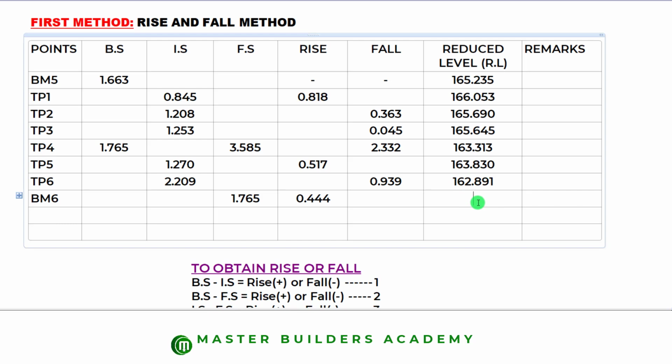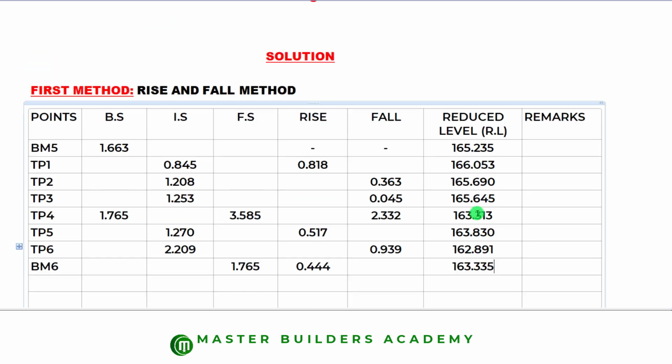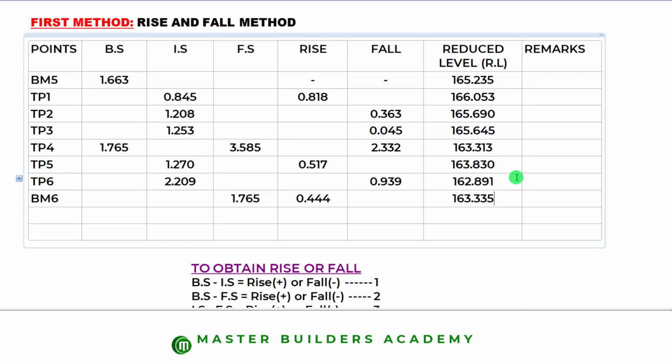Then finally, we are at BM6. At BM6, we want to obtain the reduced level here as well. Now, the previous reduced level that we have is 162.891. Then at this point where we are, BM6, what we have there is rise, and rise is positive. So we are quickly going to add 0.44 to 162.891. And if we do this addition, we have 163.335. So this is the answer to this particular question using rise and fall.